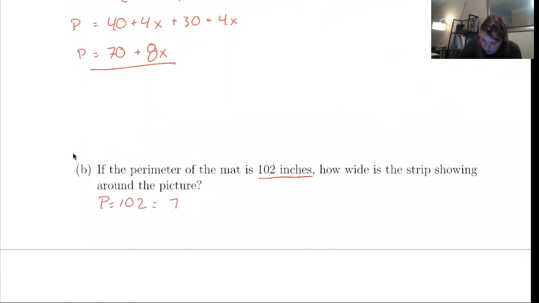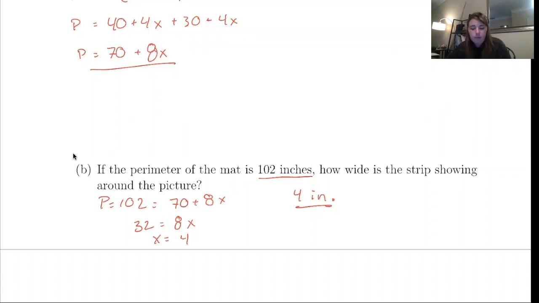Right, and we know the perimeter is this equation, so we just set them equal to each other. And then solve. So 102 minus 70, what is that going to be? 32 equals 8x, and then x equals 4, right? So I would say 4 inches. I believe inches was our unit.